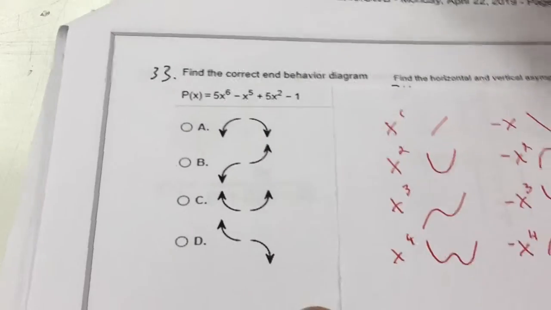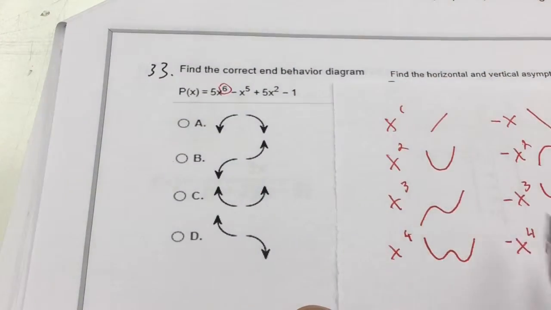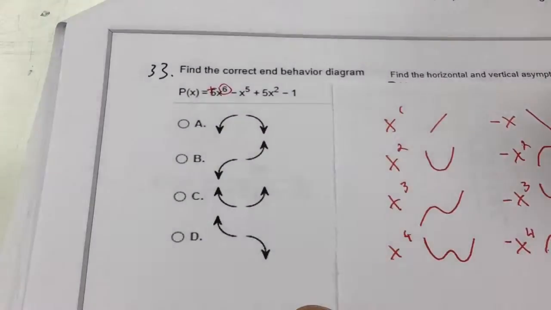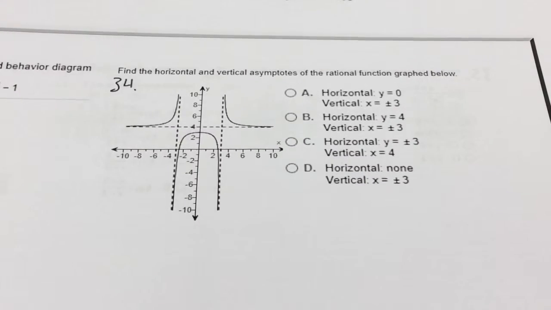So let's take a look at the highest exponent for number 33. It's 6, so that's going to fit the even pattern. But it's a positive 5 out front, so that's going to be up, up. Choice C. 34 has to deal with asymptotes.